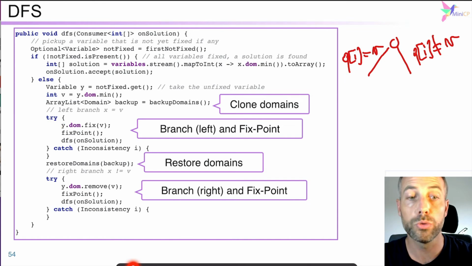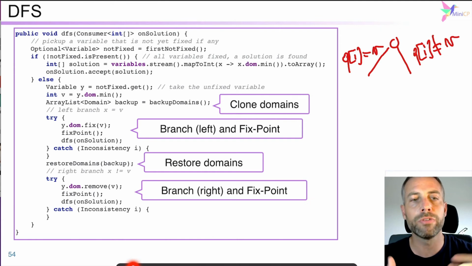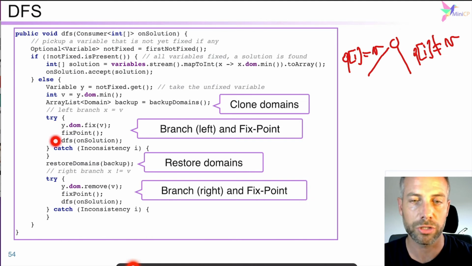We compute the fixed point because of this decision, because we have restricted the domain of the variable y to a single value. You might be able to infer the removal of some other values during the fixed point computation. And once the fixed point is done, you recursively call depth first search. Okay, that will be the left branch.